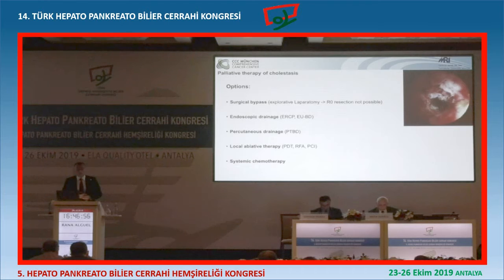He has the option of endoscopic drainage, either via ERCP, or if the papilla is not accessible, via EUS-guided biliary drainage. He has the option of percutaneous drainage. This is something that maybe is special for Germany because the gastroenterologists also do PTCD or PTBD, which is not the case in many other countries because the radiologist will take over. We can offer also via endoscopy local ablative measurements like PDT, RFA or PCI, which I will talk about in a few minutes. And of course, this is also something special for Germany. We as gastroenterologists are also GI oncologists, so a gastroenterologist can also offer systemic chemotherapy, gemcitabine, cisplatin, or irinotecan.